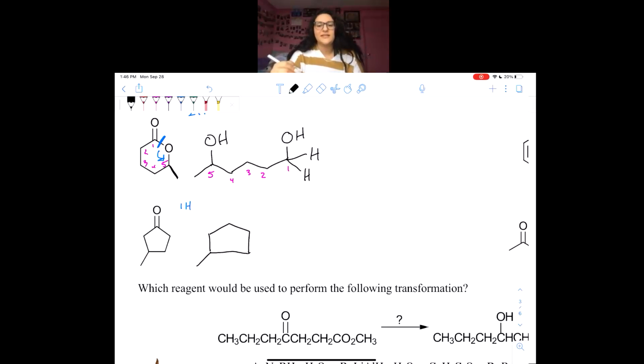And since this is a ketone, what kind of alcohol are we going to make? Primary, secondary, or tertiary? Secondary? Secondary, awesome. And then someone did point out this is a group 1. You're totally correct. And there we go. We make our secondary alcohol. And of course, we have to add that hydrogen in there.